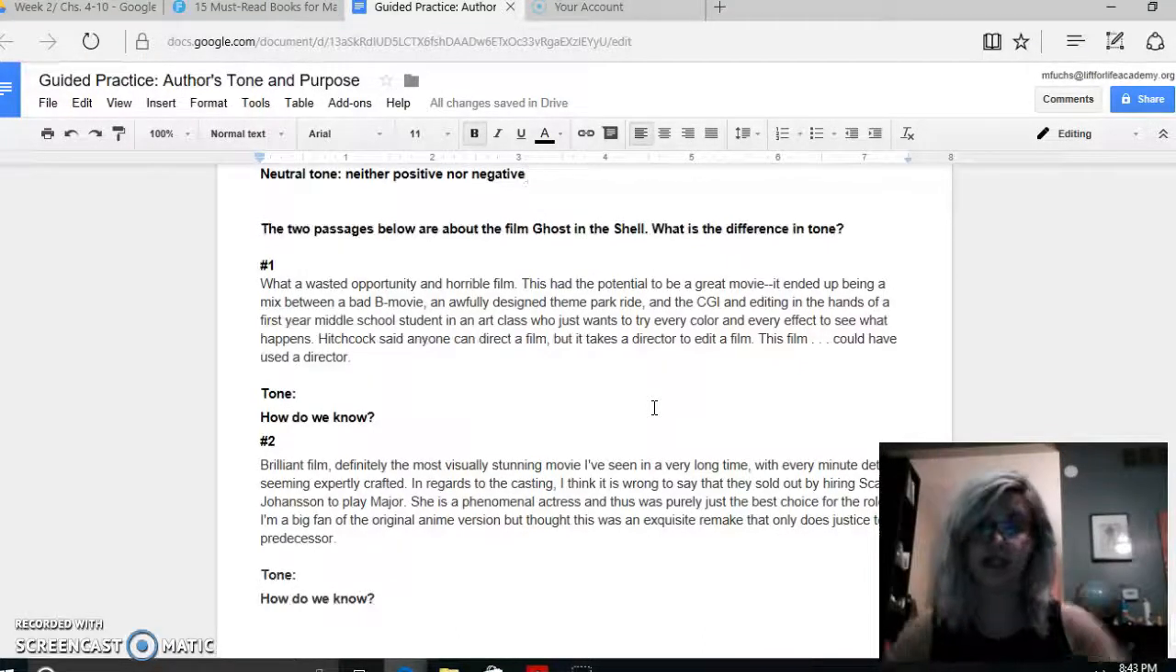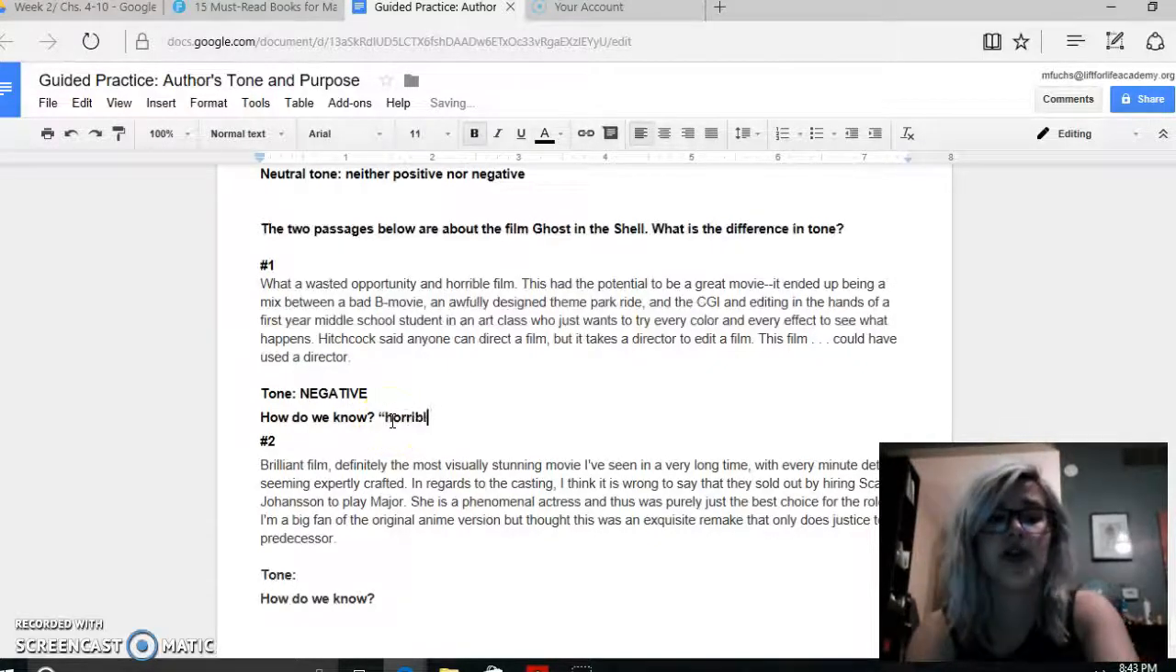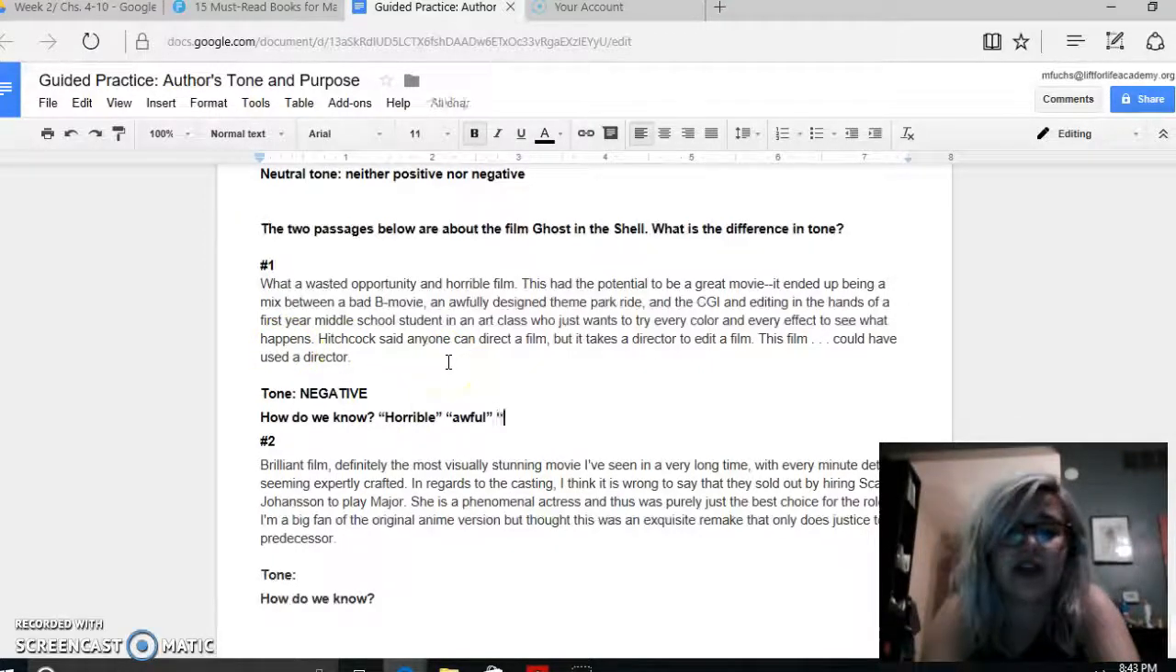So it should be fairly self-explanatory that the tone of this is negative. It's extremely negative. How do we know? Because it uses words like horrible, awful. It compares it to other bad things, and finally, the baseline thing is that it says this film could have used a director. Okay, so you want to just quote a couple of things. Okay?